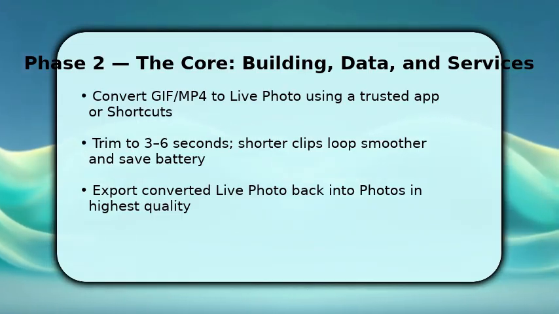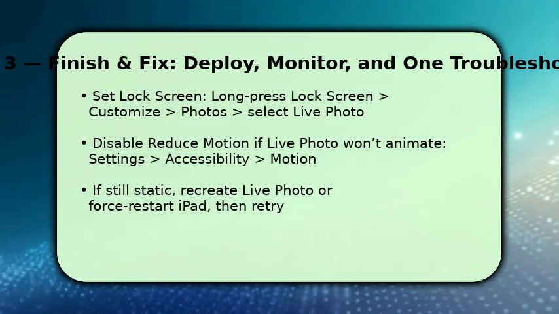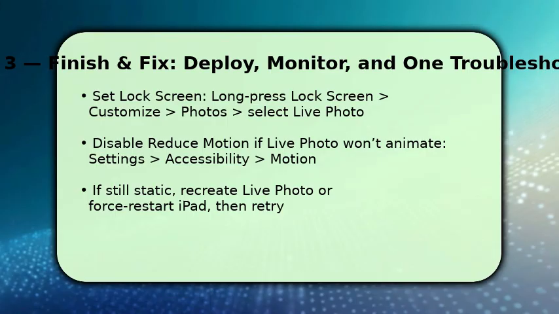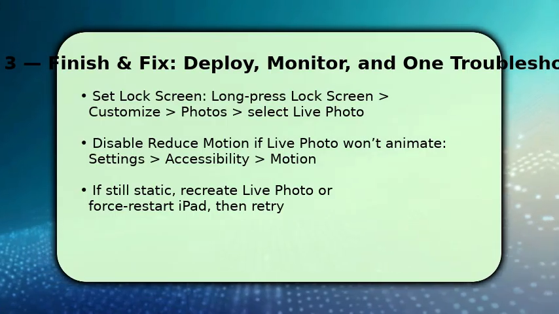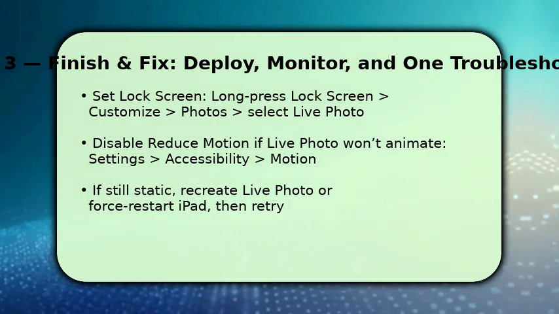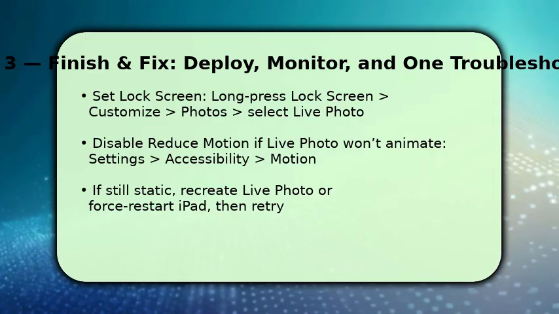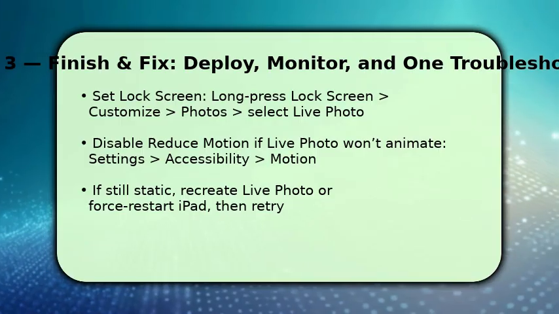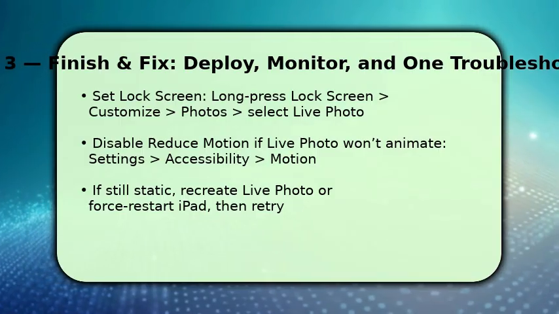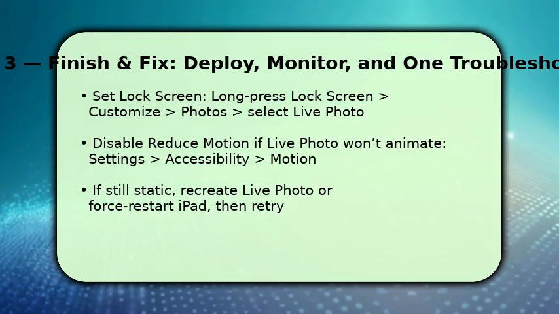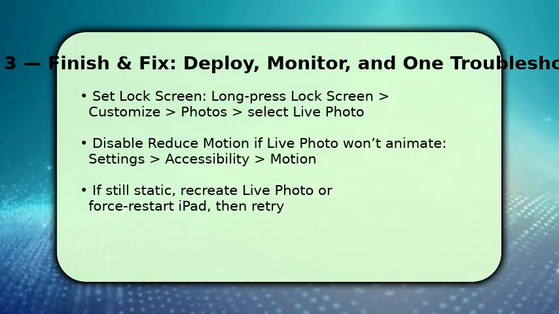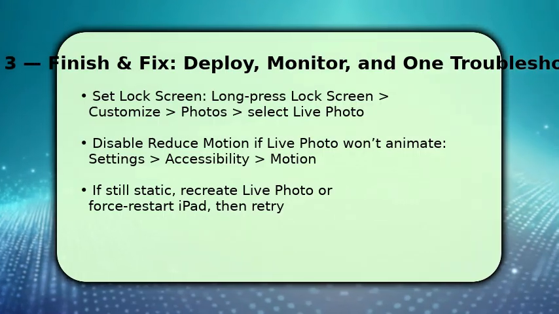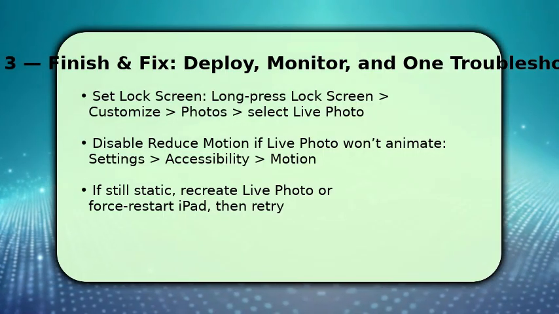Finish by applying the live photo to the lock screen. Long press the lock screen, tap Customize, choose Wallpapers, then select Photos and your live photo. Tap Done to apply. If the live photo doesn't animate, make sure Reduce Motion is off under Accessibility Motion, because that setting prevents animation. If problems persist, recreate the live photo with a different converter or force restart the iPad to clear glitches. Then repeat the set process. This usually resolves stubborn static wallpapers.